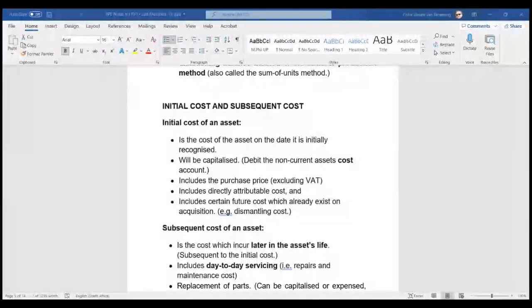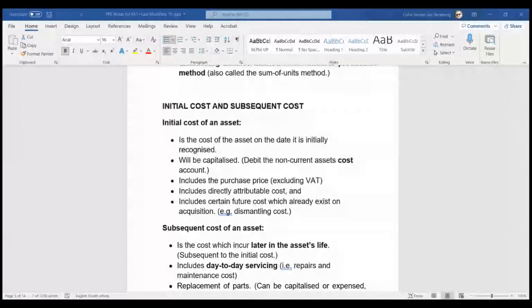The fact is, it must be a necessary cost, and it must either play a significant role in the location or condition of the asset so it can be used the way that it is supposed to be used, right? We'll revisit that later. And then thirdly, I'm just mentioning this now. We're not going to deal with the third aspect in financial accounting one, but we are going to discuss it in financial accounting two.